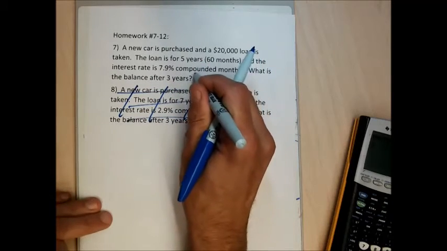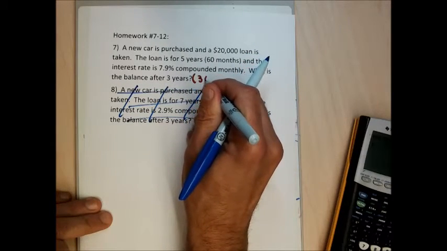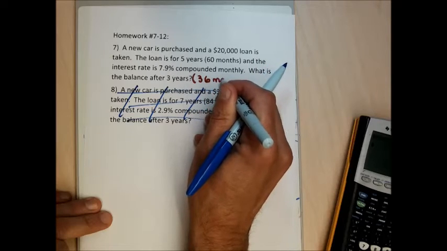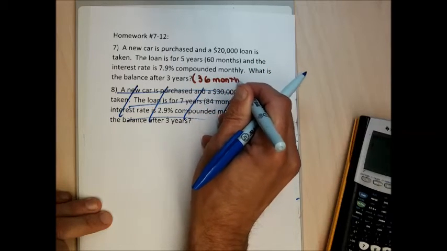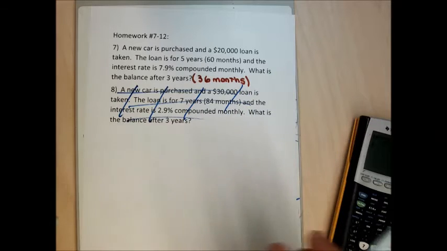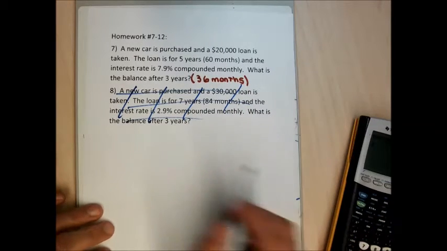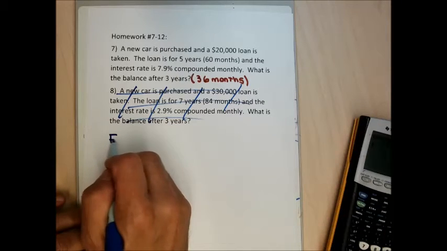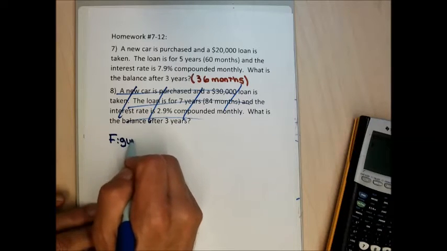It should parenthetically, if I was being nice, say 36 months, because there's 12 months per year. So in 3 years, 3 times 12 gives me 36 months. So first, to do this problem, I need to figure out the payment. So I need to get the payment, even though the payment's not going to be part of my answer.